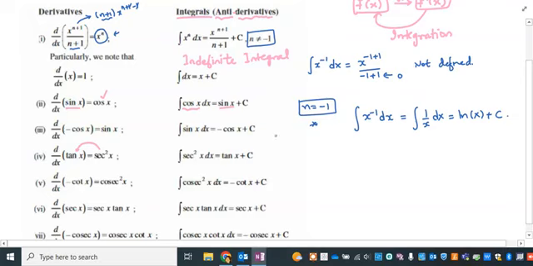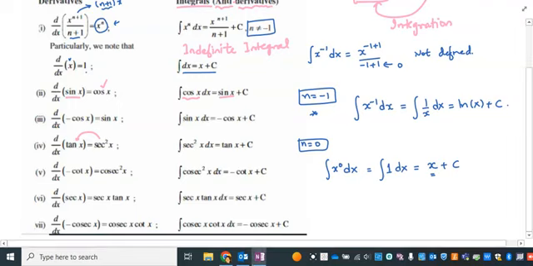Now what will happen if n is 0? If n is 0, we have integral of x power 0 dx, and we know that any number power 0 is 1. So integral of 1 dx, there is no x term, so it is nothing but x plus c, the constant of integration. Now how does this rule come? Because we know that the derivative of x is 1. So that's why integral of 1 dx is x plus c. Okay.